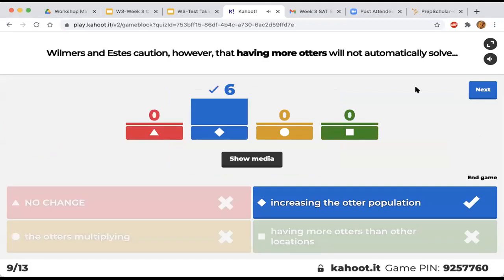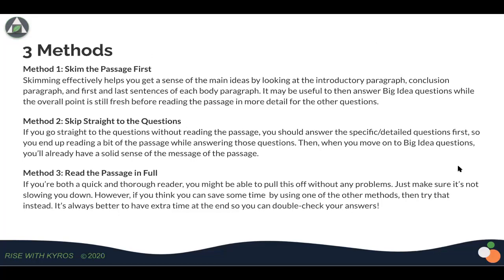Okay, good job. So for this one, it's talking about the otters, and increasing the otter population is definitely more clear than the other option. Okay, so here are 3 methods for the SAT reading section.